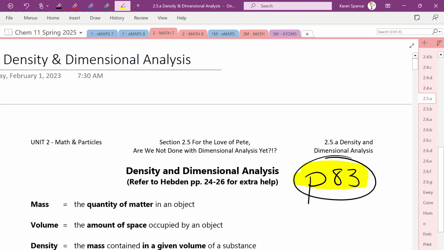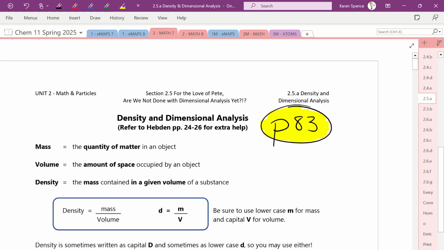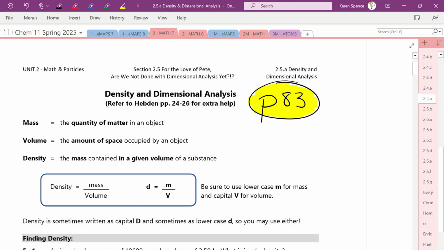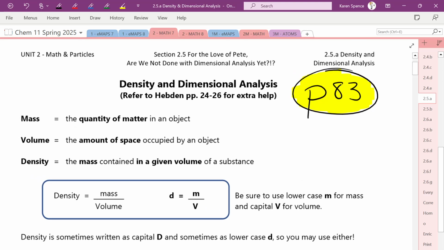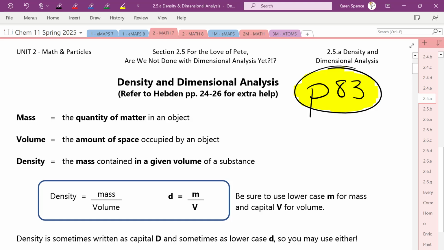Anyone still working on their lab? Anyone still working on their lab? No. Okay. I am, but I'm reading. Oh, okay. So you're good. We won't worry about it. All right. Sorry. All right, friends. We are on page 83.